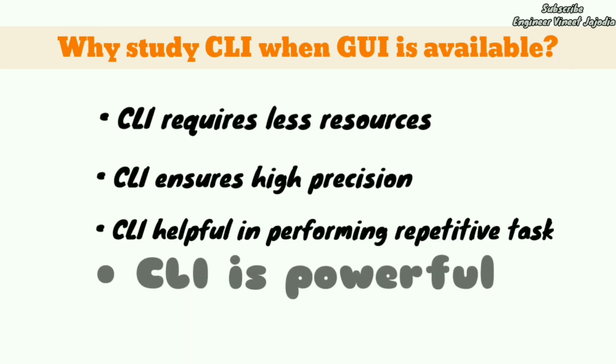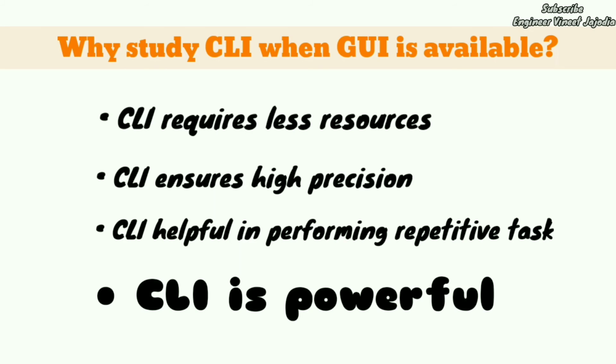The fourth point is that CLI is very, very powerful. Today's operating systems like Windows and Mac OS come with security so that you don't mess up your system core processes, and GUI is not allowed to reach those core processes. But with the help of CLI, the whole system is in your hand, you have full control over your system. So that's why CLI is very, very powerful.